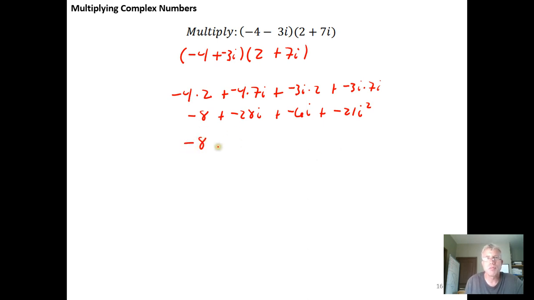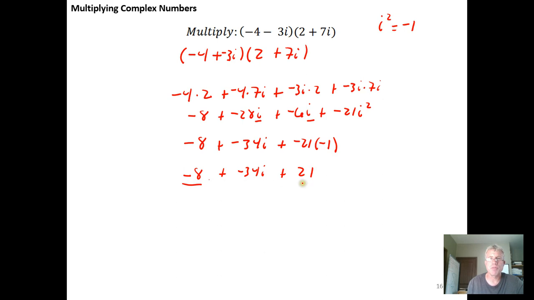Negative 8 plus negative 28i plus negative 6i. So how many i's do we have altogether? We have negative 28 of them plus negative 6 more of them is going to be negative 34i plus, we have a negative 21, but it's being multiplied by I squared. And remember from the previous slide, I squared is just equal to negative 1. So I can replace the I squared with the negative 1. Now I have negative 8 plus negative 34i plus negative 21 times negative 1 is 21.